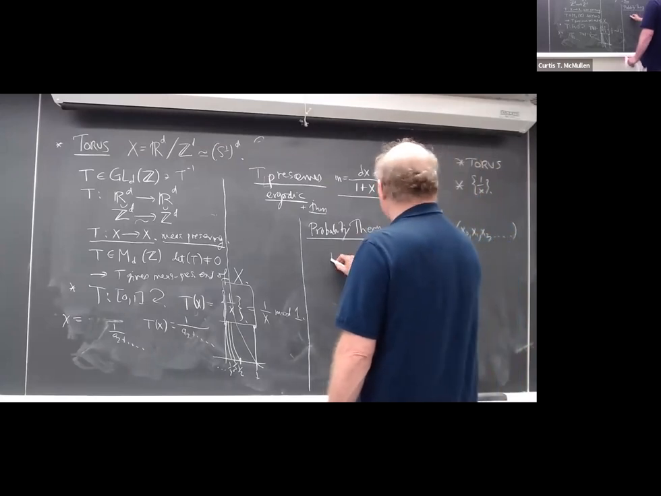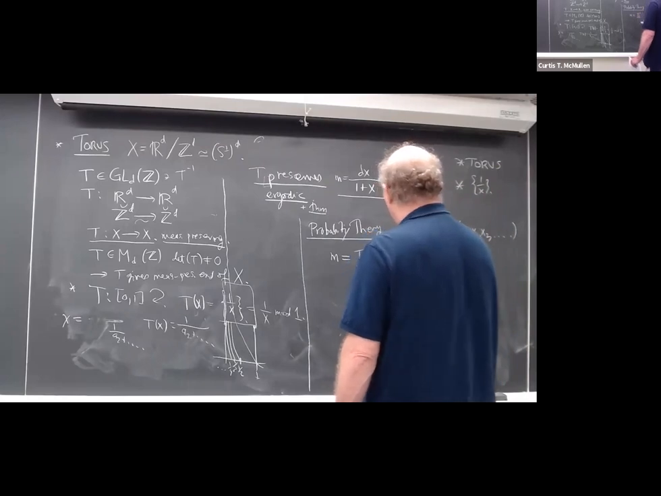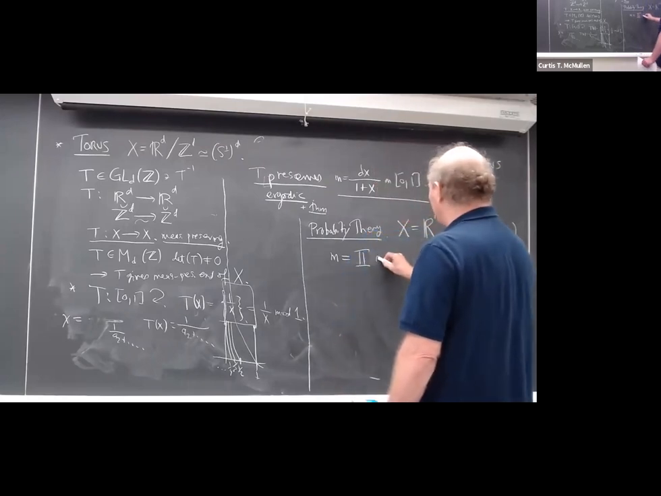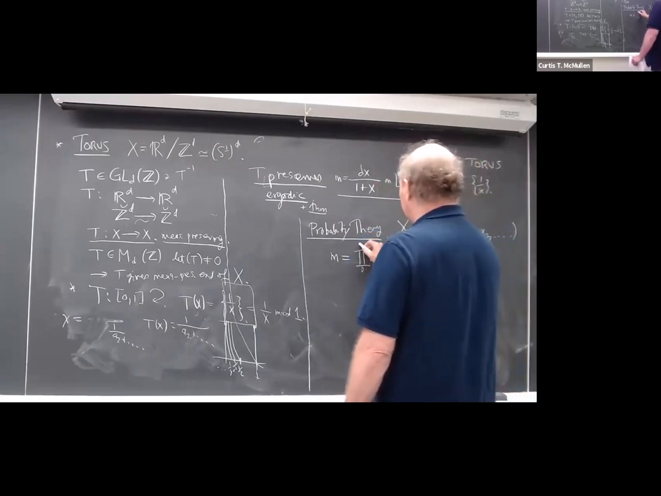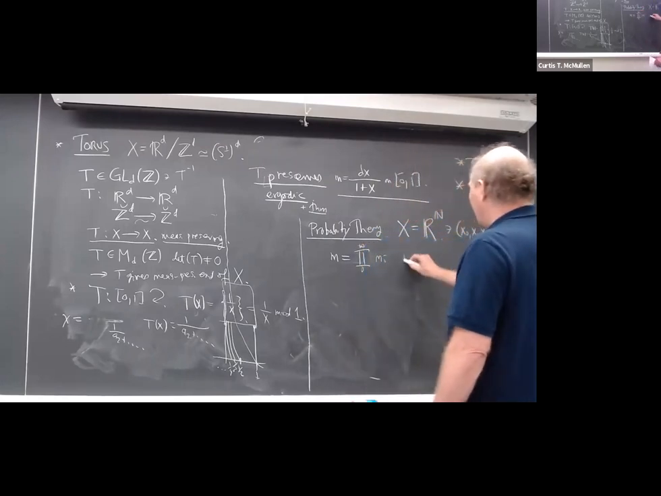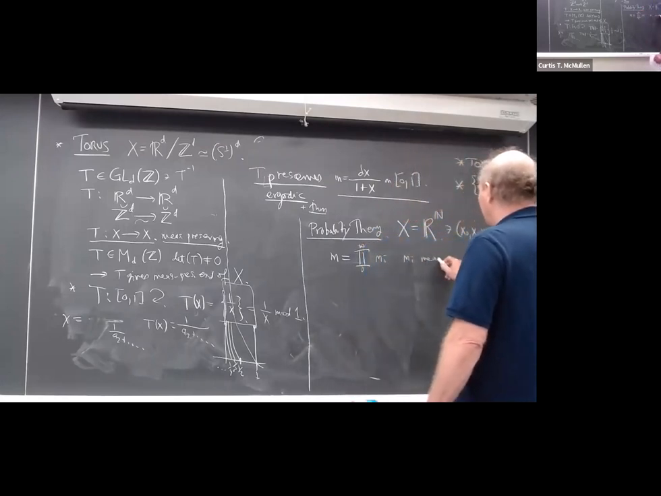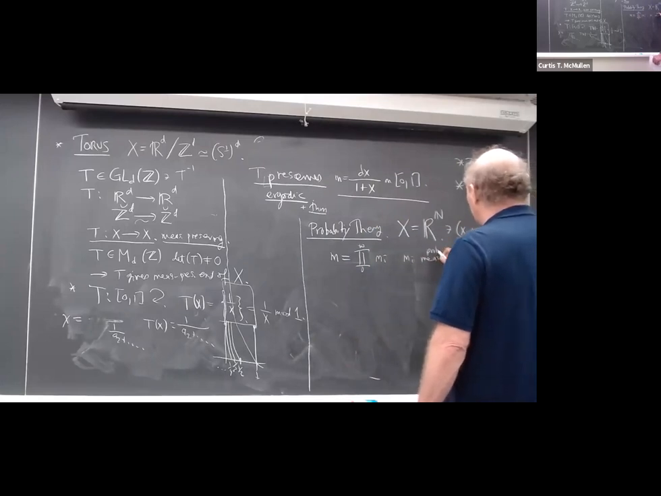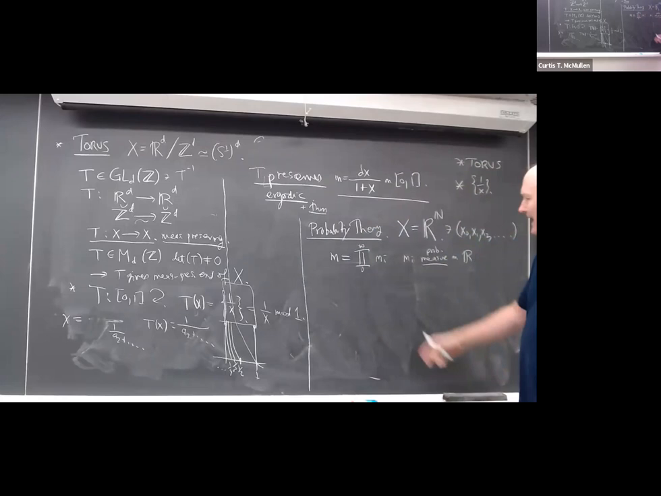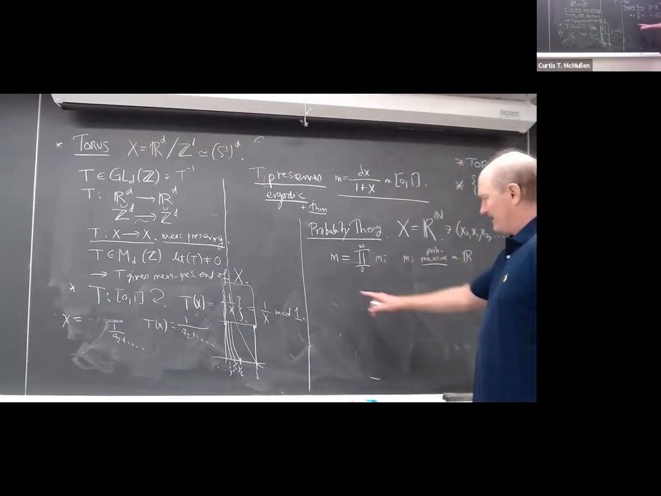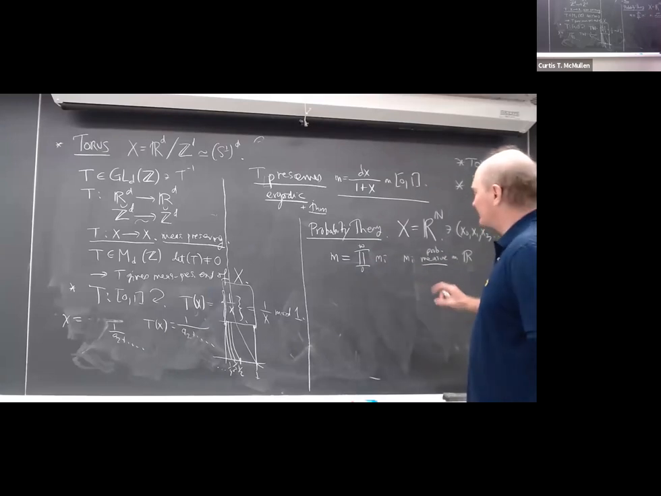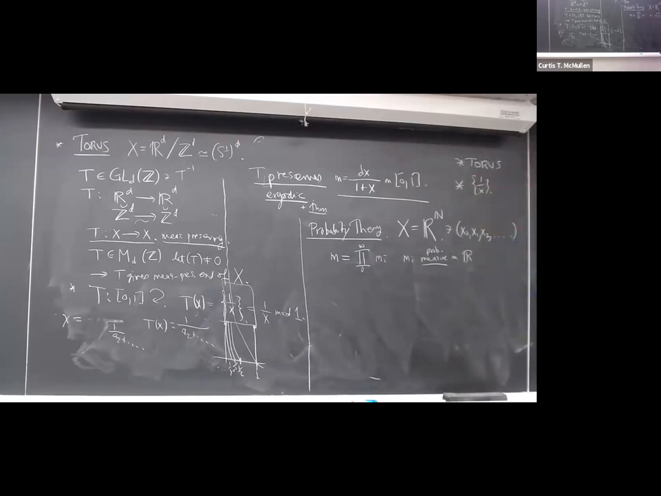And then I'm going to take my measure to be the product of various measures on the real line from 0 to infinity. Mi is a measure on R, a probability measure on R. And there's a natural way to form this countable product of measures. The measure of a cylinder set is the product of the measures of the factors.